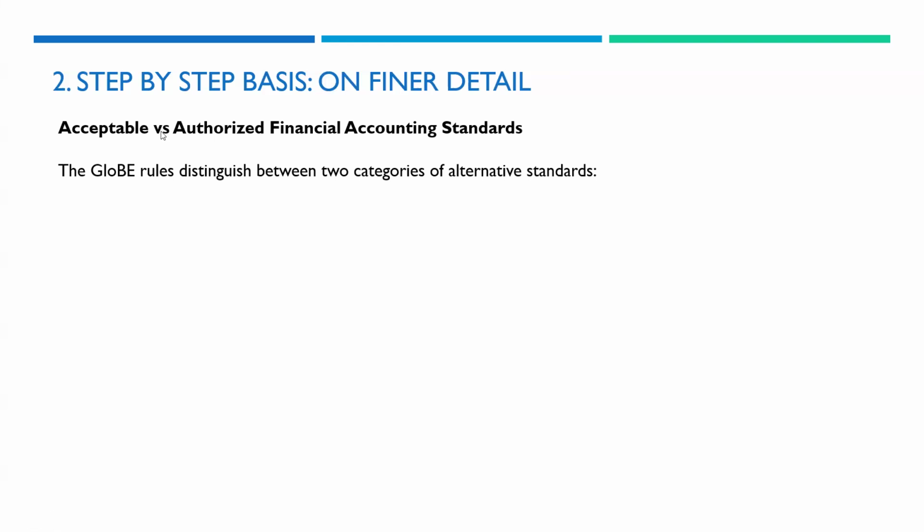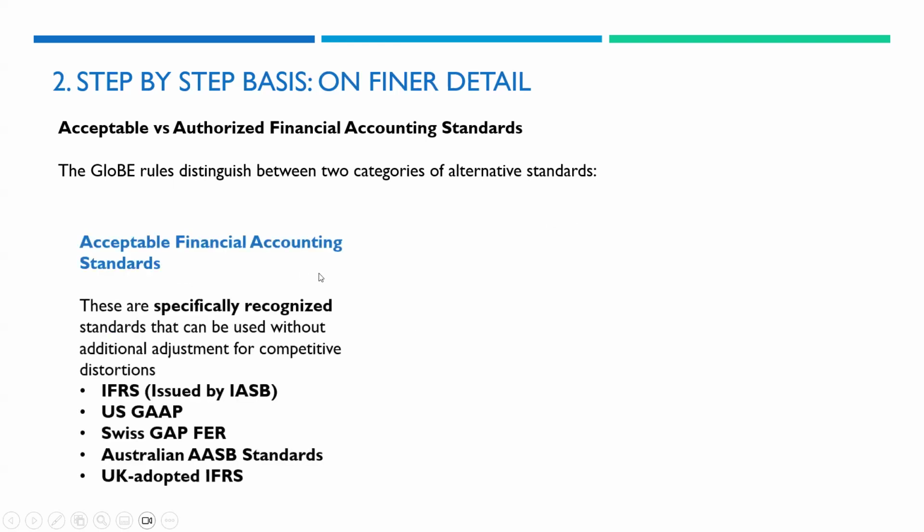Don't worry. So I told you, you can use either an acceptable standard or an authorized financial standard. Now, what do these mean? Okay, and where are these written? It is written in the Globe Rules itself. So there are acceptable financial accounting standards. Okay. So these are specifically recognized standards that can be used without additional adjustment for competitive distortions. So even if there are competitive distortions, that's fine. You can use these standards. Say IFRS, US GAAP, Swiss GAAP, Australian AASB standards, UK adopted IFRS. These are all acceptable standards which you can use.